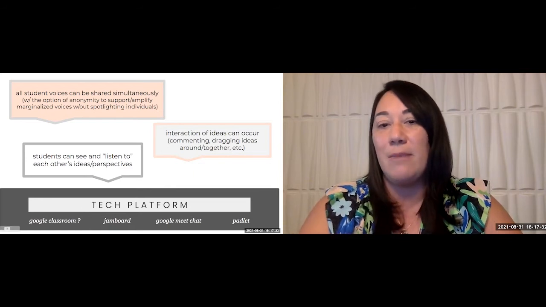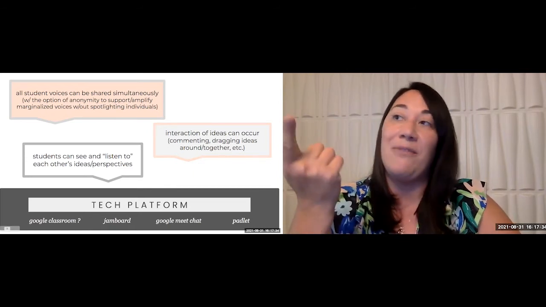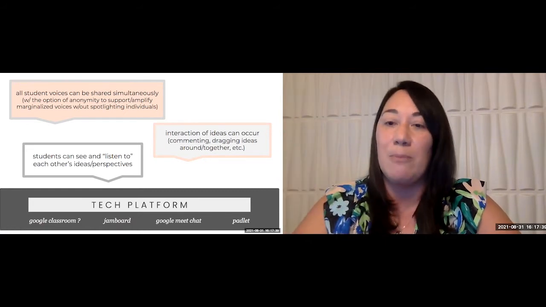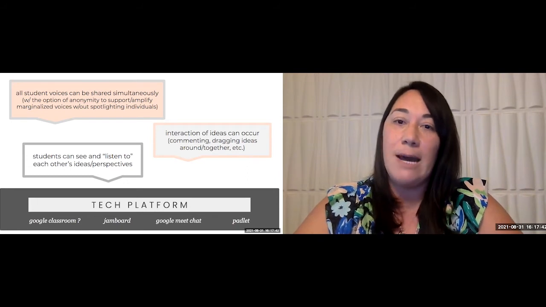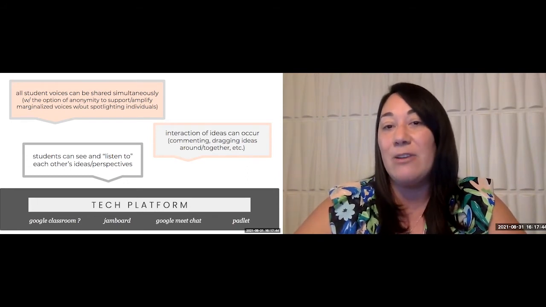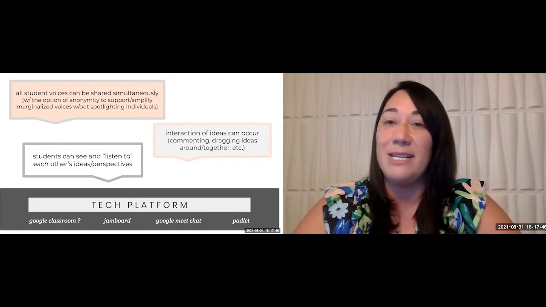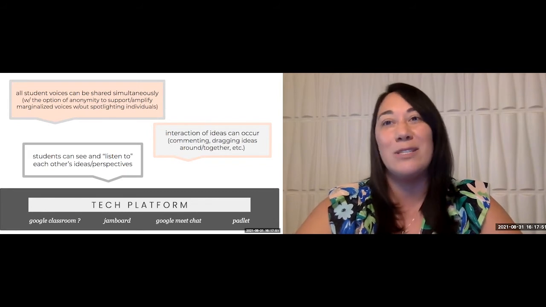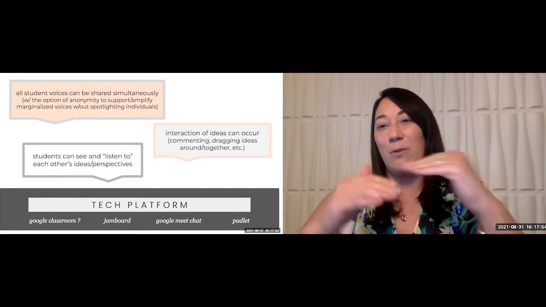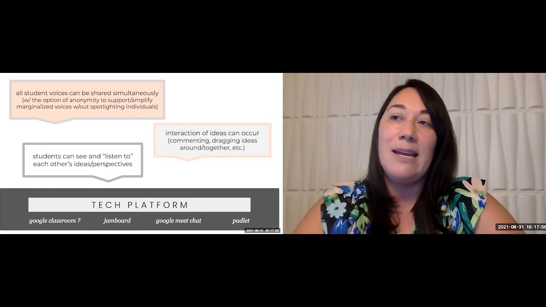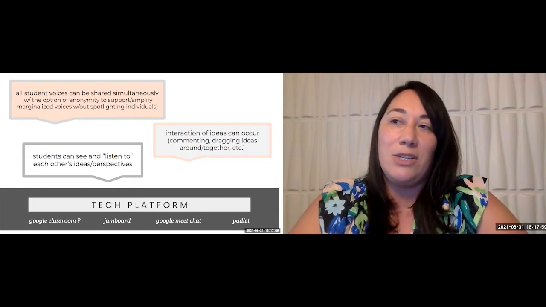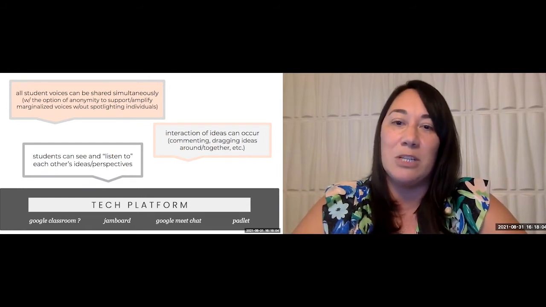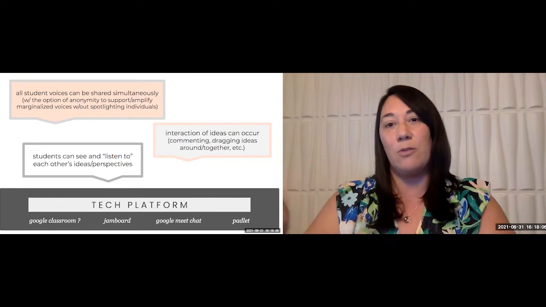As I'm thinking about Padlet, I find it very easily accessible for all students, regardless of device. If all they have is a phone, you can jump onto a Padlet and you can contribute, even if you don't have an account. The interactions of ideas are actually pretty seamless. You can reply to someone, you can comment on someone else's. It's almost social media-like in nature, in the way that they display and sometimes pile up. And students can see and listen to each other's ideas and perspectives without it moving too fast. You can scroll back and you can look.